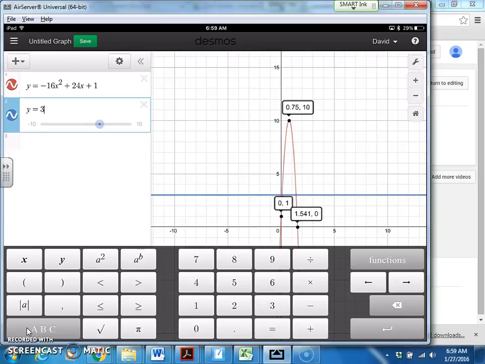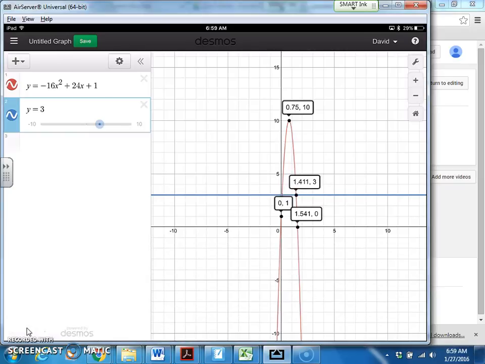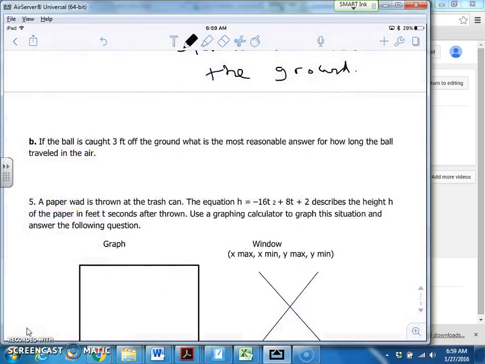If you need to pause, go ahead and pause now. And now looking at this, we now are looking for this dot here. Let's turn the others off. So you notice the second number is 3, so y is 3 when x is 1.4, and x is the time. So I'm going to go back and fill that in. Go ahead and pause now if you need to pause. So how long is the ball in the air? About 1.4 seconds.